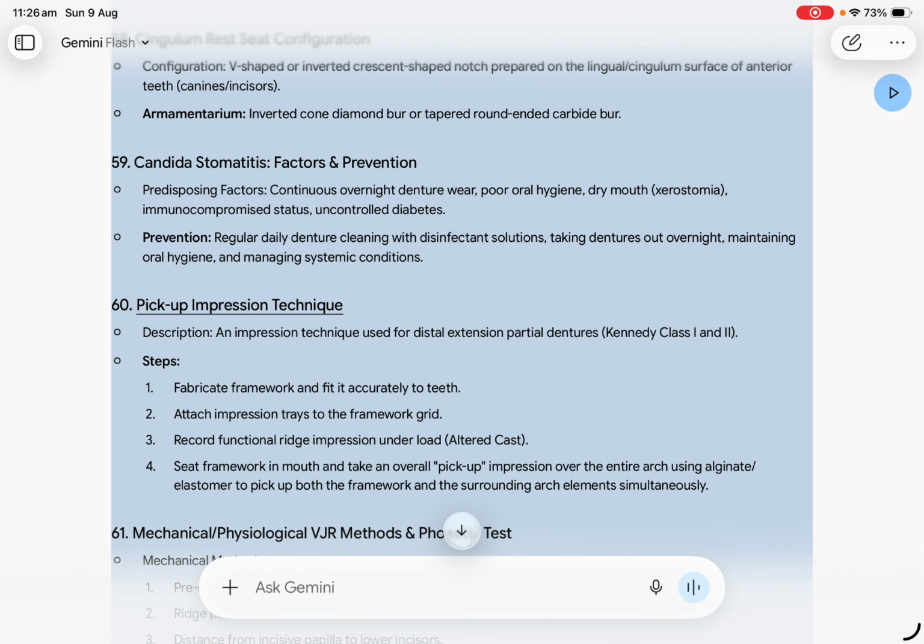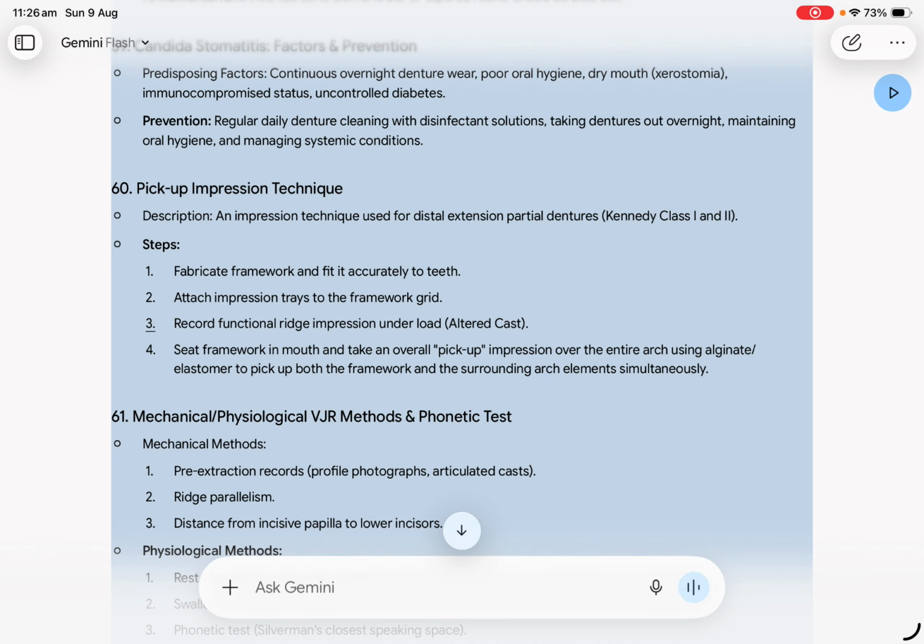60. Pickup impression technique. Description: an impression technique used for distal extension partial dentures, Kennedy Class 1 and 2. Steps: 1. Fabricate framework and fit it accurately to teeth. 2. Attach impression trays to the framework grid. 3. Record functional ridge impression under load, altered cast. 4. Seat framework in mouth and take an overall pickup impression over the entire arch, using alternate elastomer to pick up both the framework and the surrounding arch elements simultaneously.